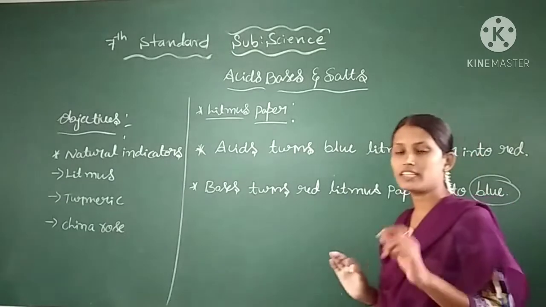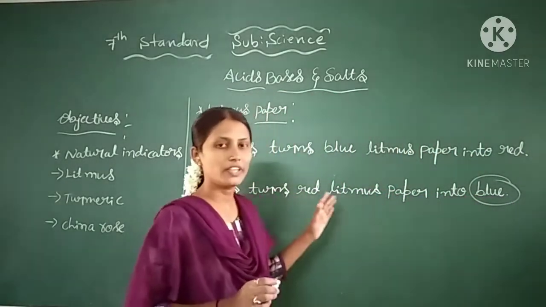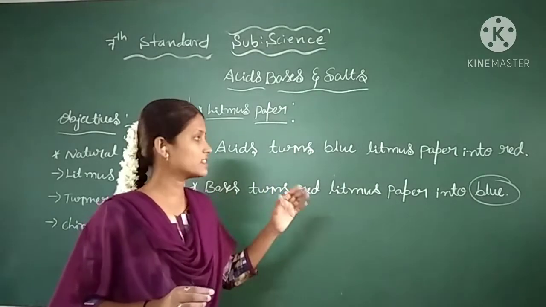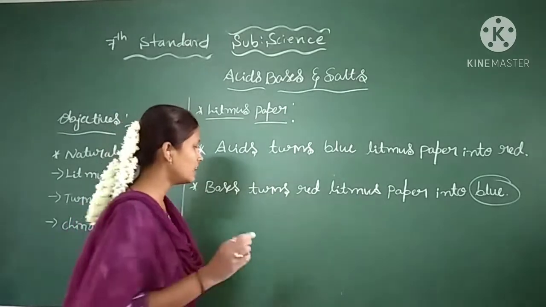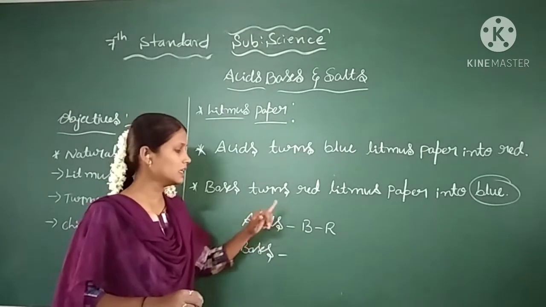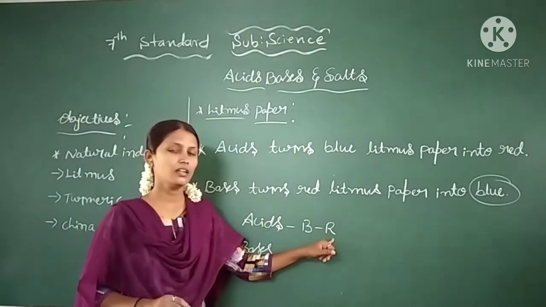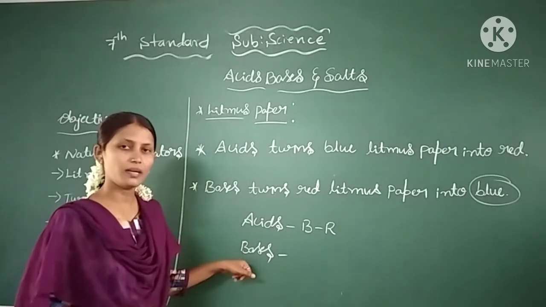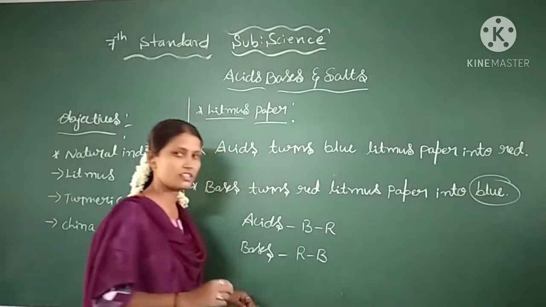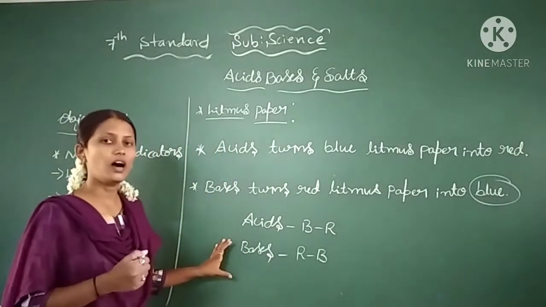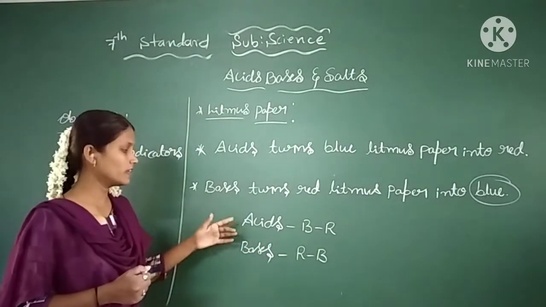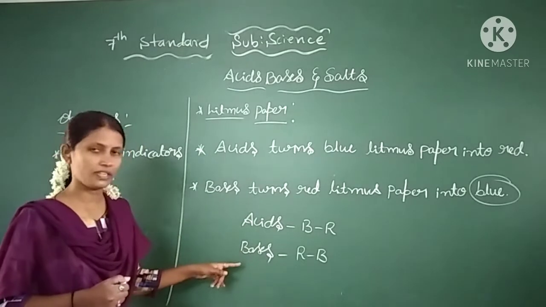So how can we recall? There is a shortcut method to recall which type of litmus paper is converted into which color when it is dipped in the acidic or basic solution. Litmus paper, when it is dipped in the acid, will turn blue to red. When the litmus paper is dipped in the basic solution, it will turn red to blue. This is the shortcut method to recall how the litmus paper changes its color when dipped in the acids and when dipped in the bases.